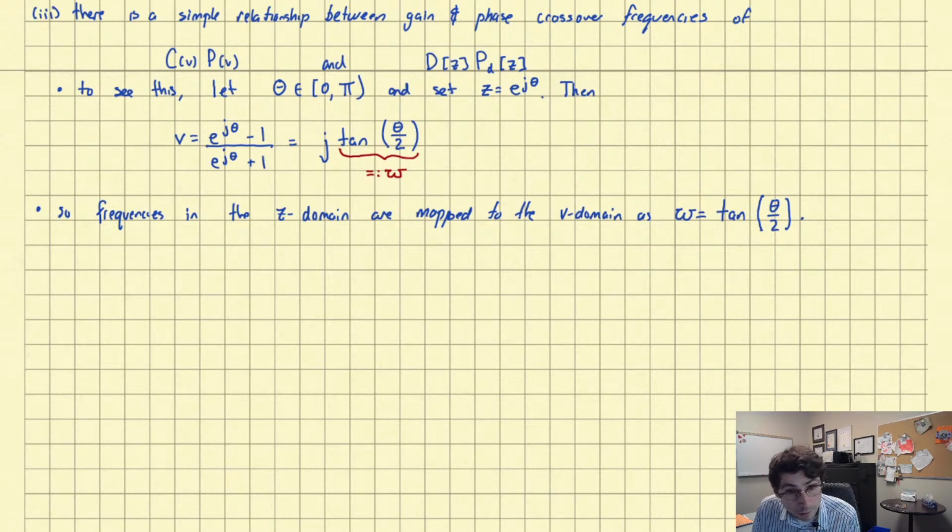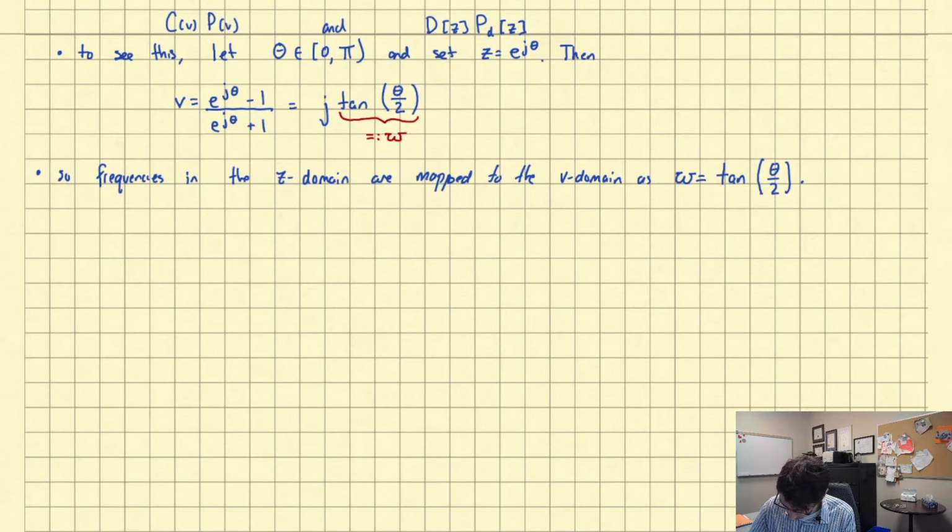And so in particular, if you have the desired gain or phase margin at a particular frequency omega, sorry, in the V world, that's going to generate the desired gain or phase margin at theta. All right?